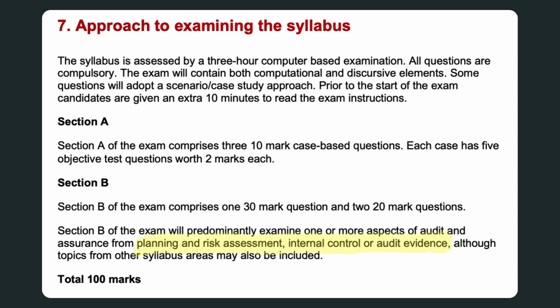As you can see here, within the section B, there is big focus on planning and risk assessment, internal controls, and audit evidence. So shortly, we are going to focus here on part B, C, and D. Although, as they say, there might be other topics that are coming from other parts of the areas as well. However, the big focus here is on those 3 parts.